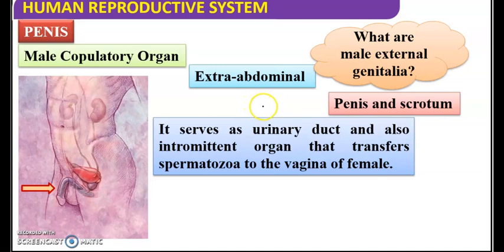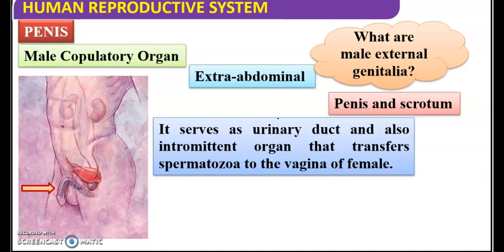Function 1 is to carry out the excretion of the urine. So it serves as a urinary duct also. And the second function is that it helps in the ejection of sperms from the male so that they land in the vagina of the female. So that's your penis.